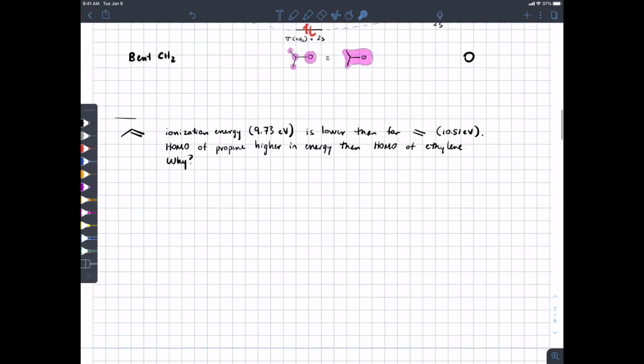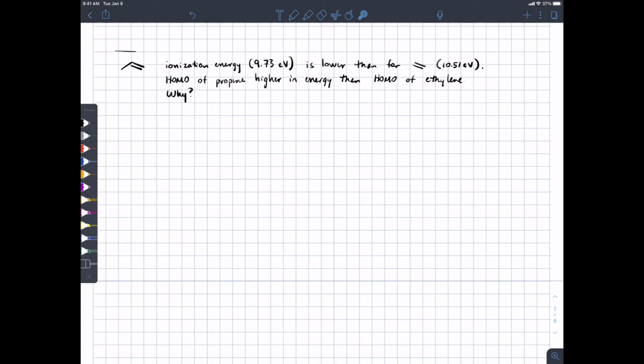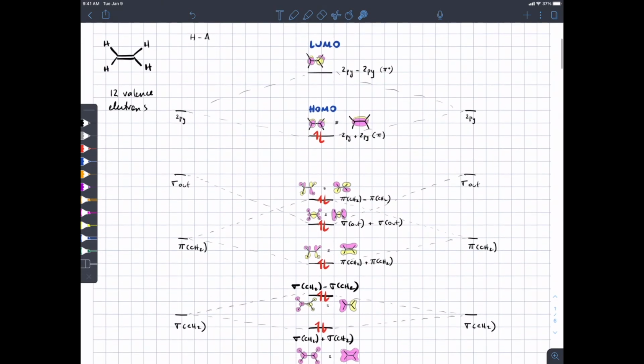Now, in just the last little bit, I want to show you how what we've learned can explain some interesting observations. So ionization energy is the energy required to remove an electron from the highest occupied orbital of a molecule all the way to infinite distance. So for ethylene, that would correspond to moving an electron from the HOMO, the carbon-carbon pi bond, all the way up to infinite distance.